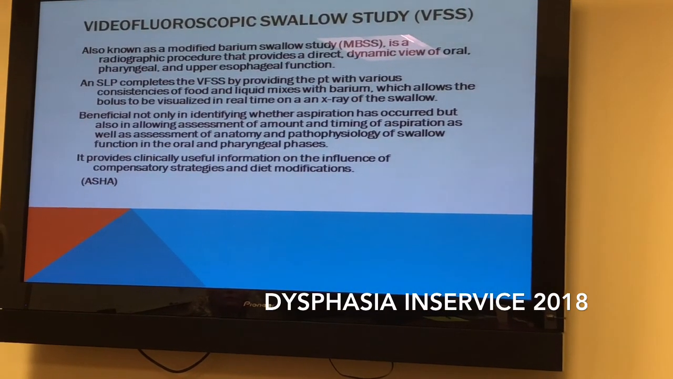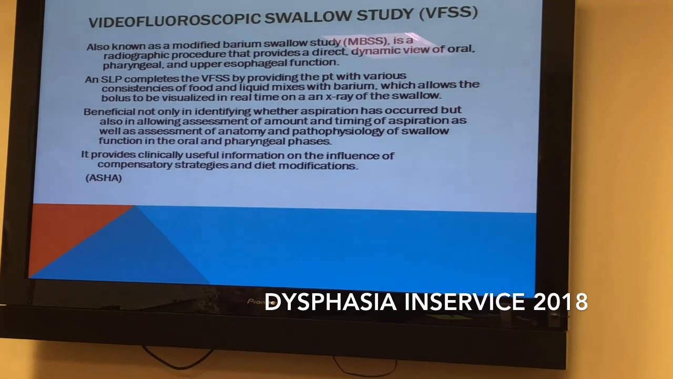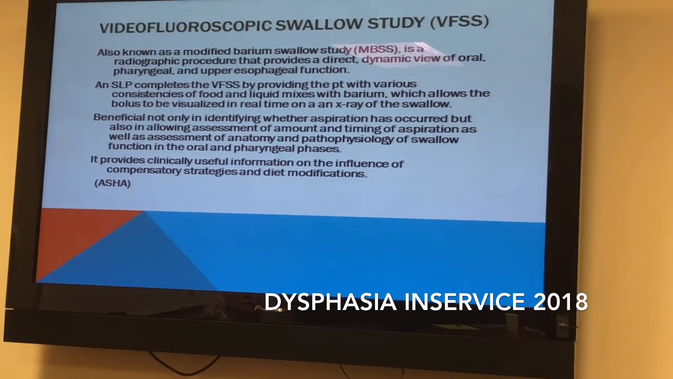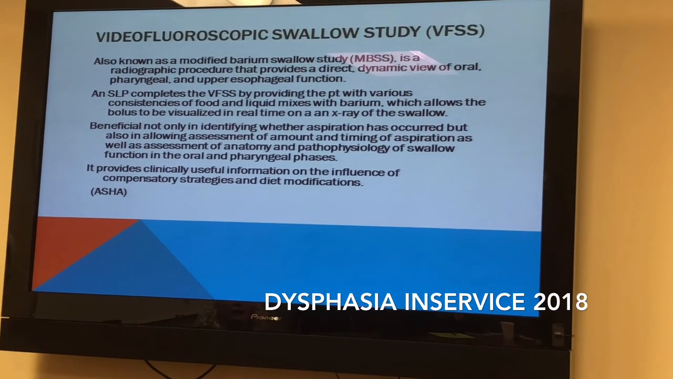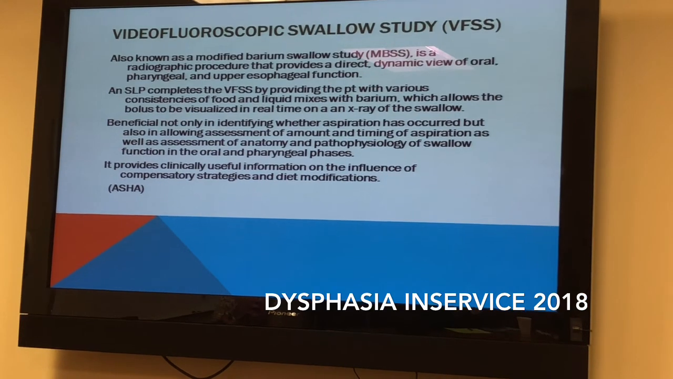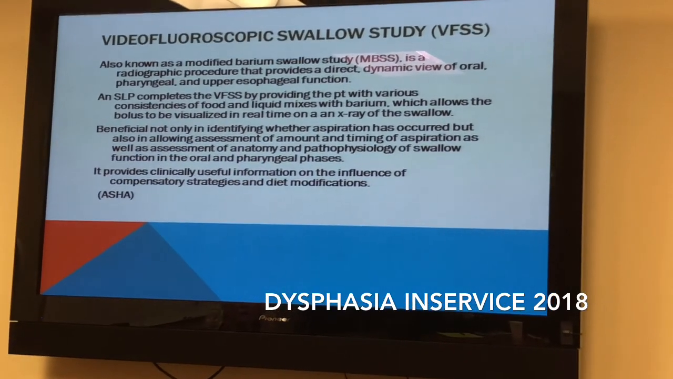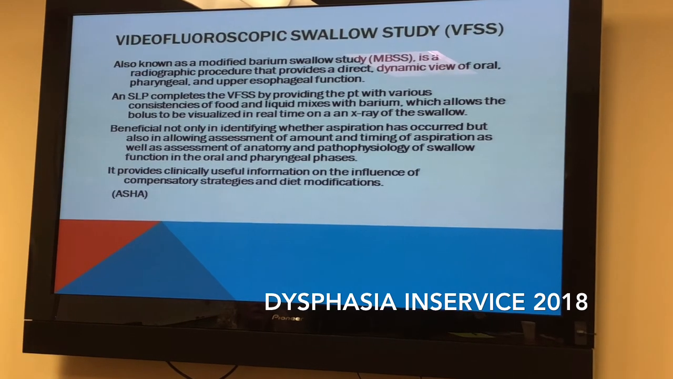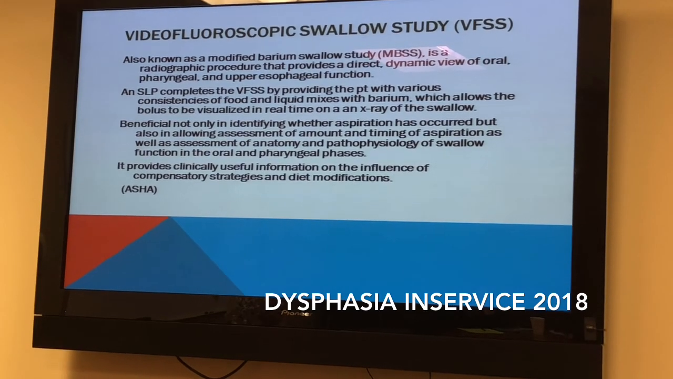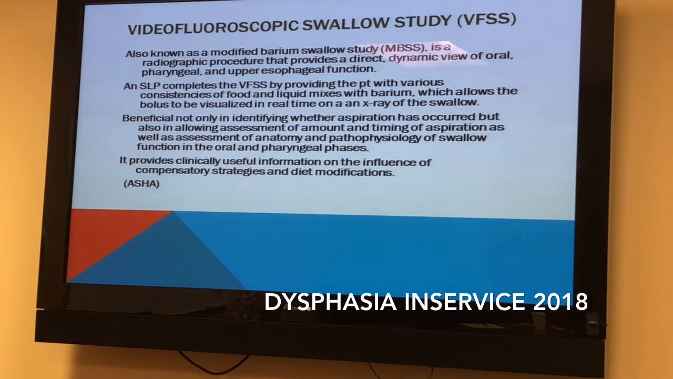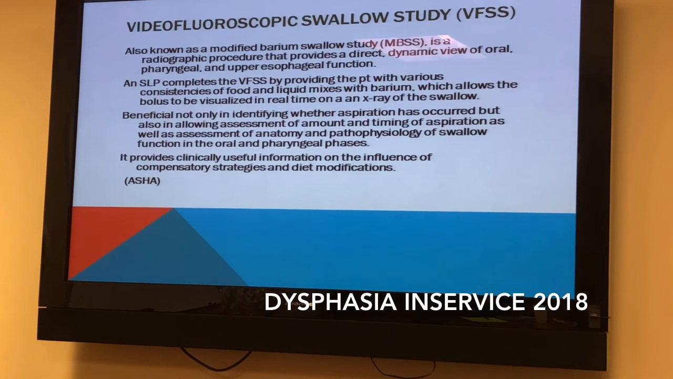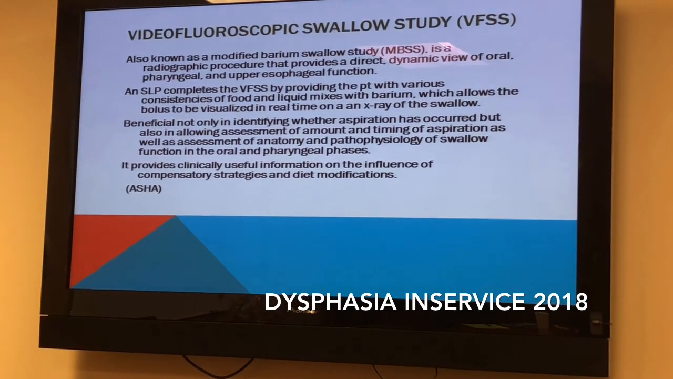Sometimes you hear it called a cookie swallow, a modified barium swallow, a video fluoroscopic swallow study. They're all the same thing. And that's where we look with X-ray at how the patient is swallowing. And again, it's more than just whether the patient is aspirating or not, but it assesses the amount of aspiration, the timing, the anatomy, the physiology, and we can do compensatory strategies and different consistencies so we can figure out if there's anything that we can do to help the patient eliminate aspiration or swallow more safely.